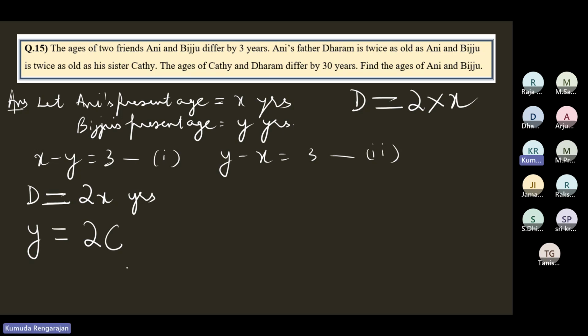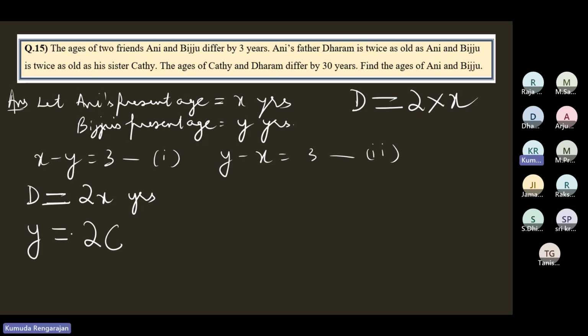See, we have assumed only two variables X and Y, children. Because we have to find the ages of Annie and Biju, we have assumed Annie's present age to be X and Biju's present age to be Y. Now you have to construct the equations using only these two variables X and Y. You cannot call another variable Z or whatever. Use only two variables to get the others' ages.